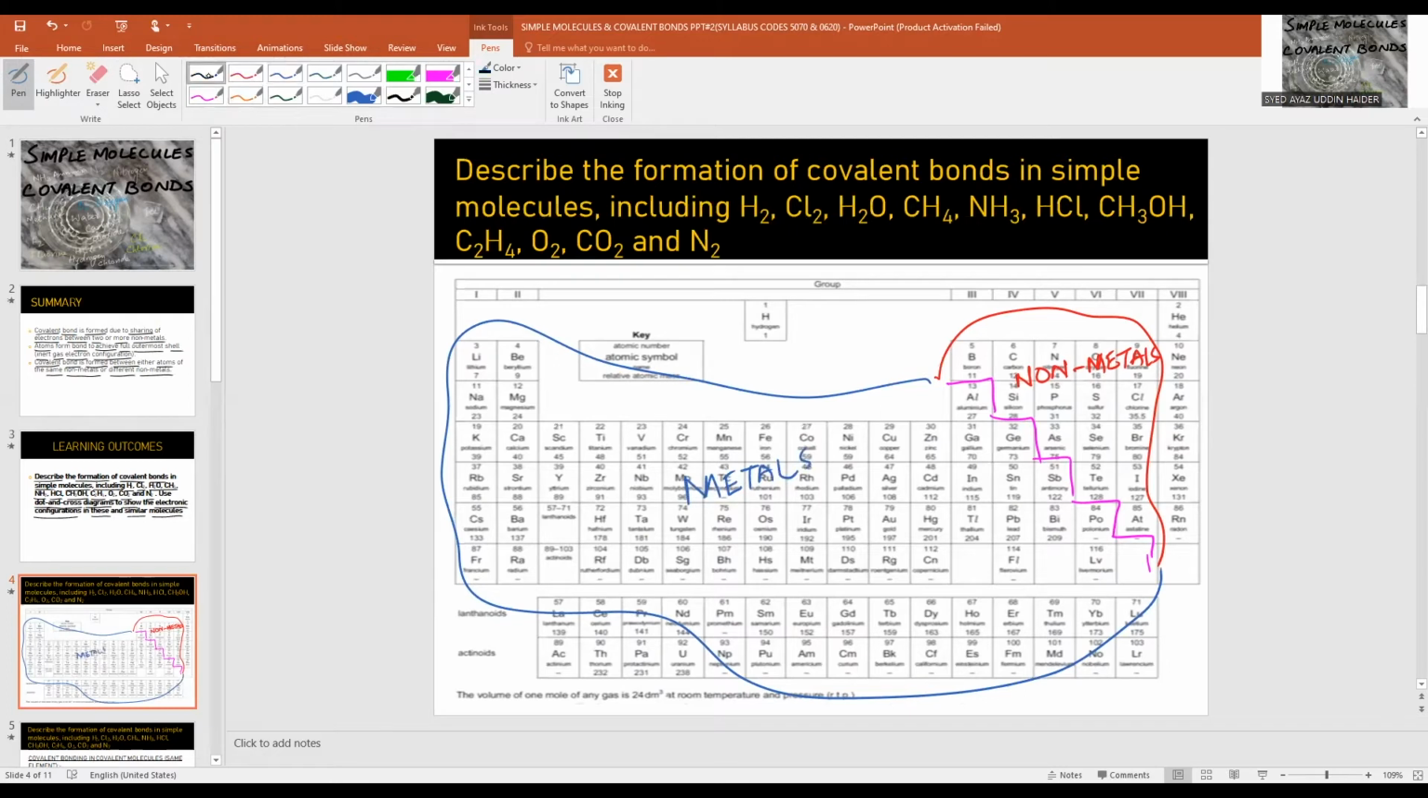Remember, this last group is inert gas. This group is inert gas or noble gas. It does not take part in bonding because they neither share electrons nor lose or gain electrons. In this topic we are concerned with the non-metals only.